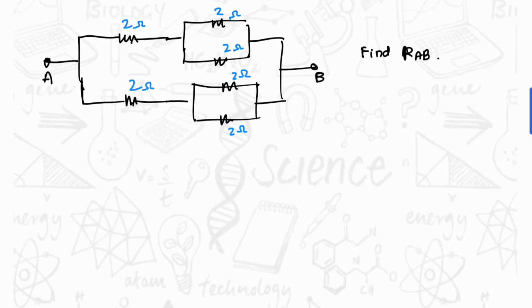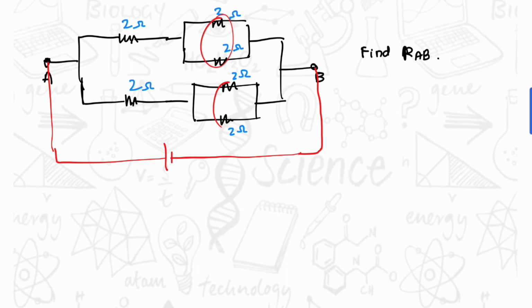Let's move on to this question. Now here we have to find RAB. Okay, first of all, let's draw a battery so that we don't get confused over the terminals. And then let's simplify the parallel branches, these two. This we can simplify easily by using the Req is equal to R divided by N formula. And then we get 1 ohm.